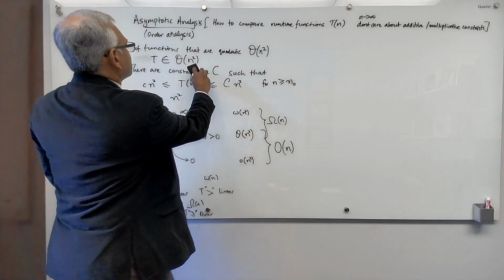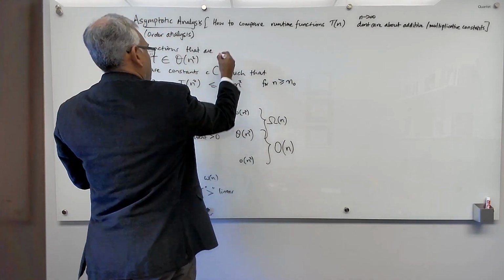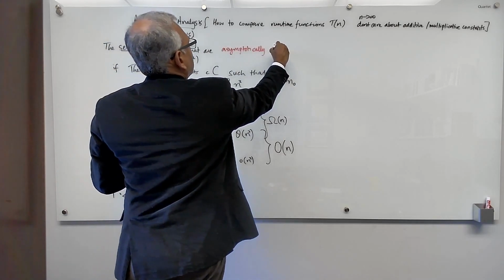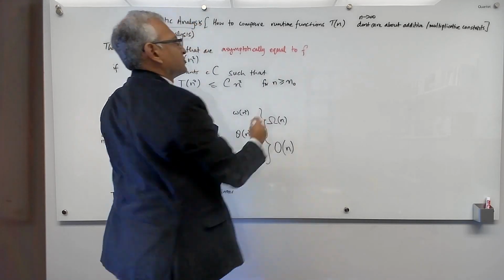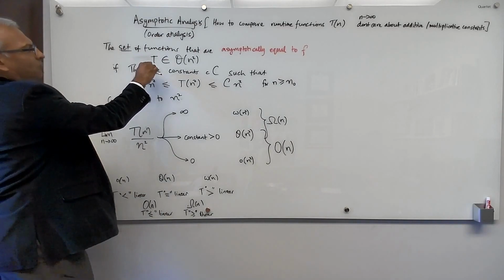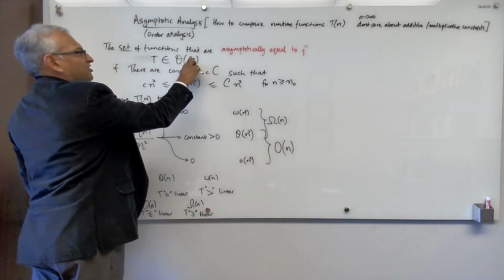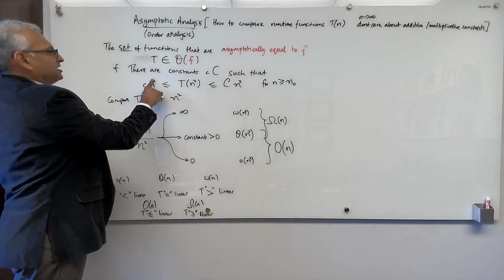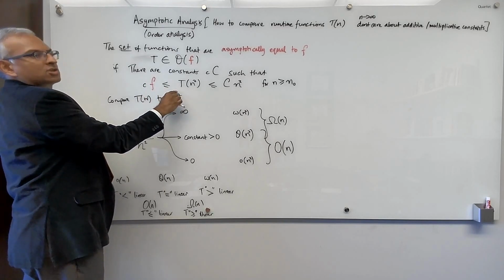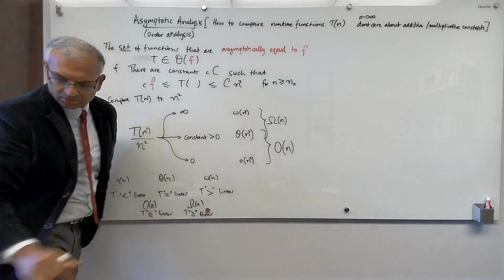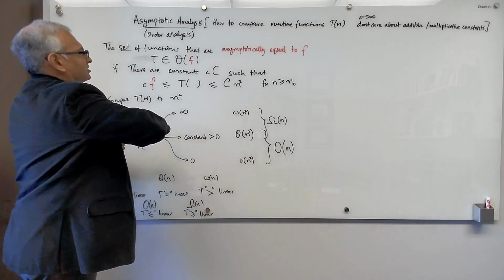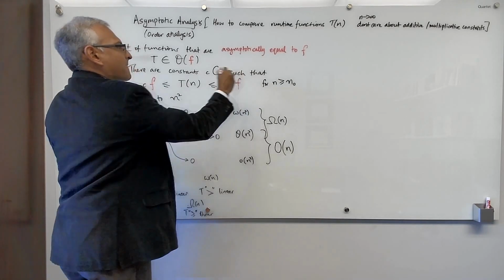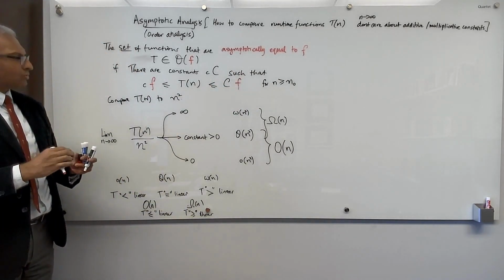And we can talk about the set of functions that are asymptotically equal to f. We say that t is in the set big theta of f if there are constants c and C such that c times f is a lower bound for t of n, which is less than or equal to big C times f. So this is the set of functions that are asymptotically equal to f.